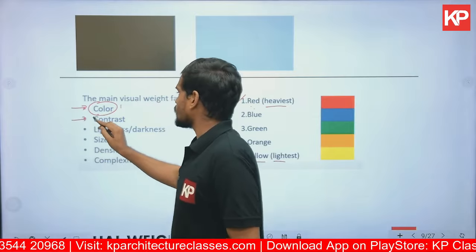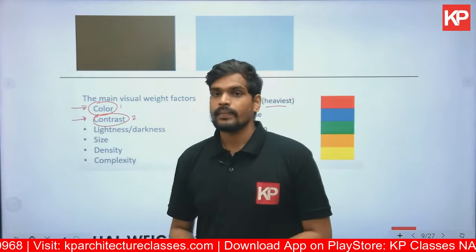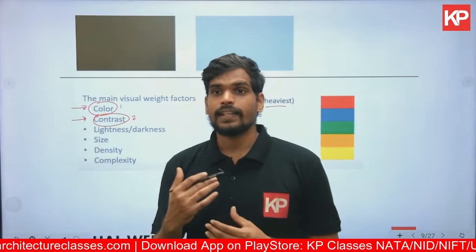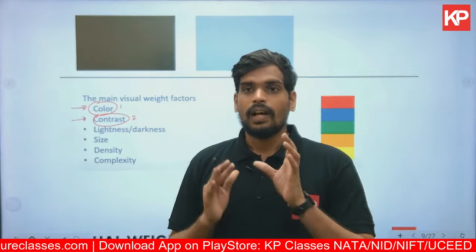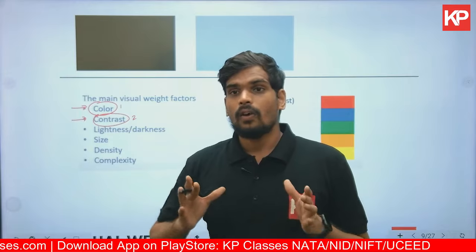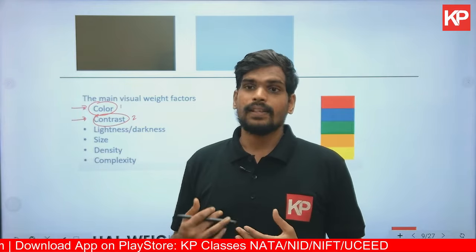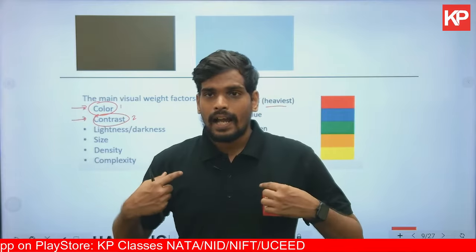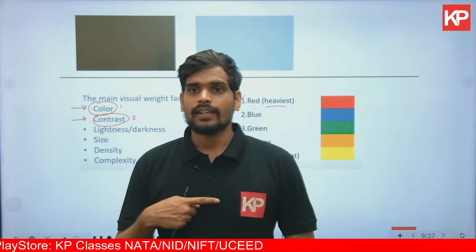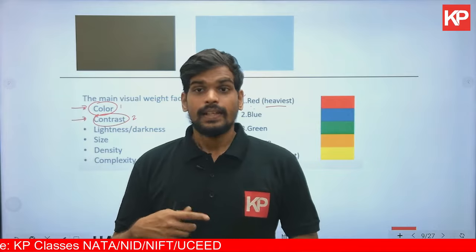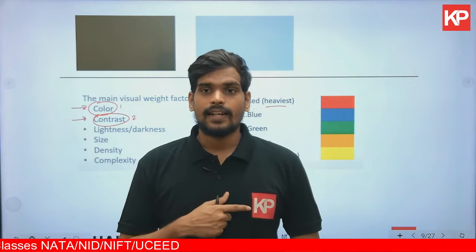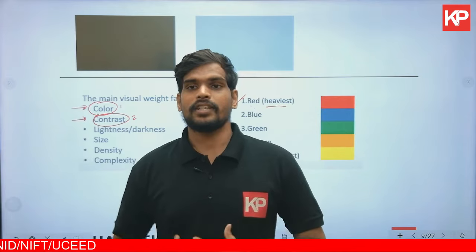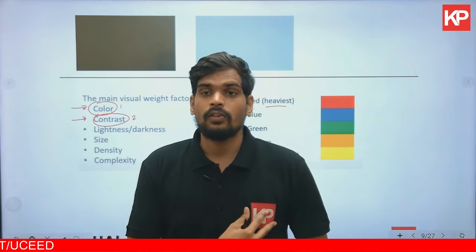The second factor which affects visual weight is contrast. What is contrast? Relative darkness or lightness. Relative to what? Relative to background. How dark or bright something is with respect to the background. Imagine, in very simple terms, I have a black shirt with a red colored KP logo on it. Now imagine instead of black, my t-shirt is red, and there's a red logo on it.